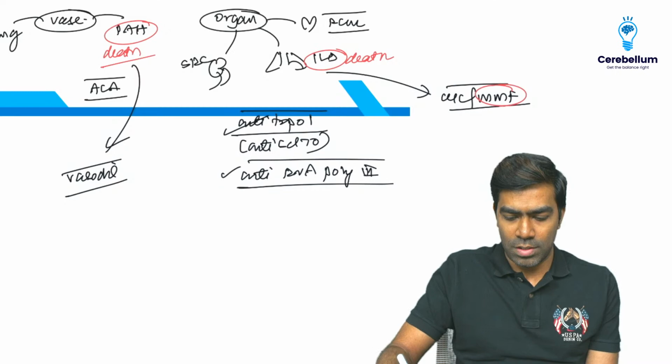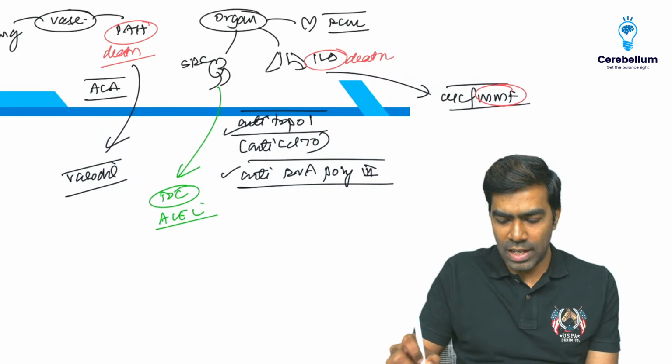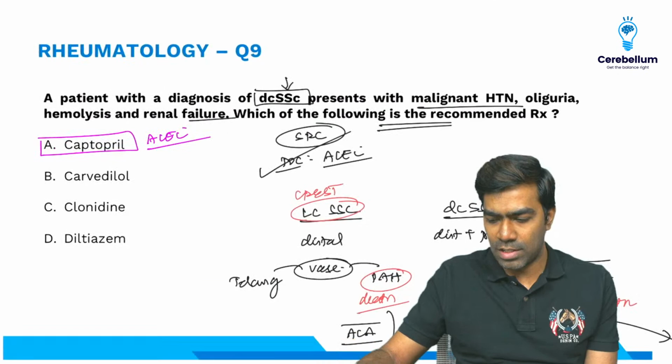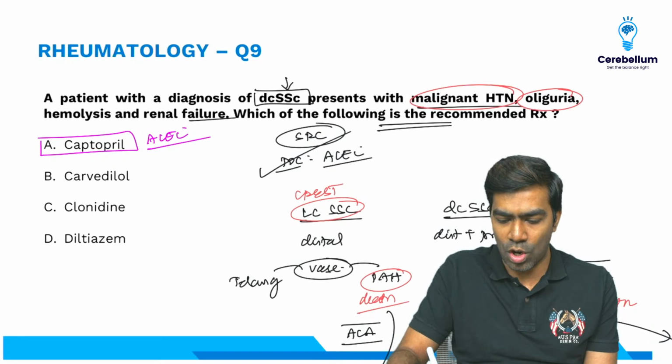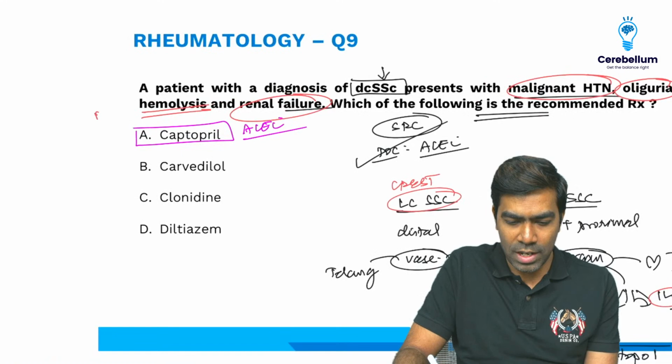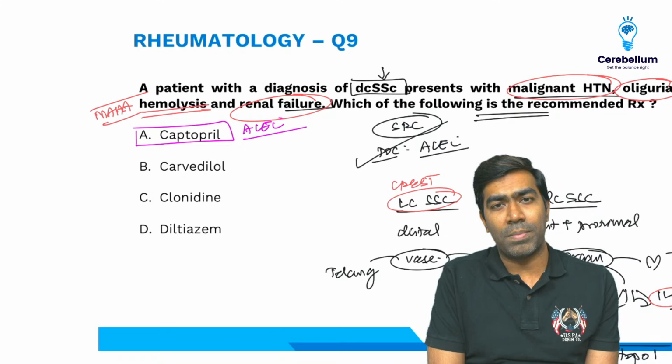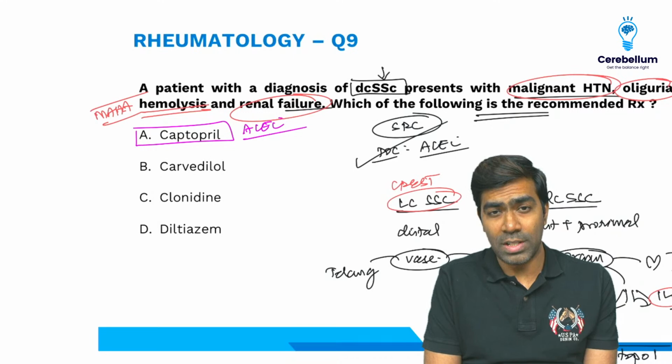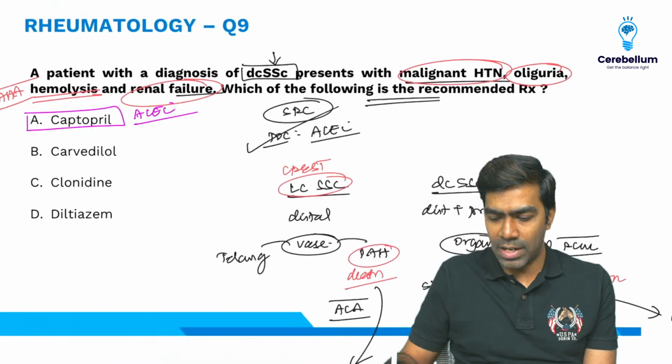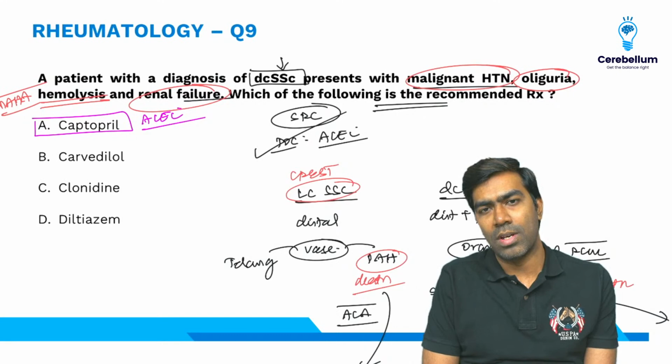Scleroderma renal crisis, I told you the treatment of choice will be ACE inhibitors. This is the exact presentation of scleroderma renal crisis. They present with malignant hypertension, very high BP. They present with acute kidney injury with oliguria and very high creatinine. And they will have evidence of hemolysis, most of the time microangiopathic hemolytic anemia, where the peripheral smear will show a lot of fragmented RBCs, or schistocytes. So in the diffuse variety of systemic sclerosis, if you develop malignant hypertension, AKI, and evidence of microangiopathic hemolytic anemia, please don't try to diagnose anything else apart from scleroderma renal crisis.